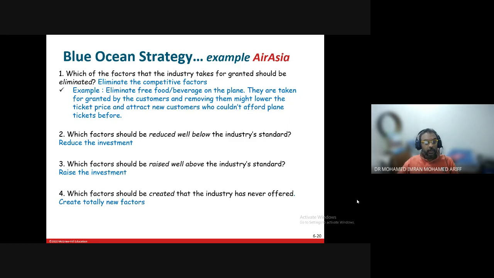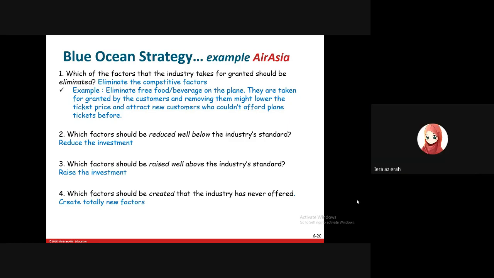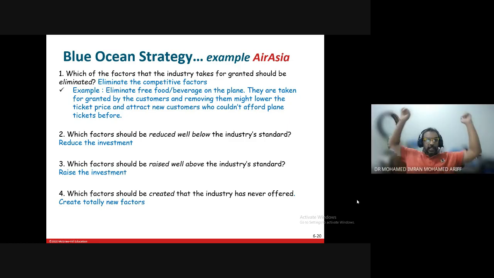Cik Ira ada situ? Ada, Doktor. Okay. Try answer question number 2. Which factor should be reduced well below industry standard? Kita pakai example AirAsia juga. So the key point is to reduce investment. How did AirAsia make it? Sebab which factors should be reduced well below the industry standard? Cuba think of this.